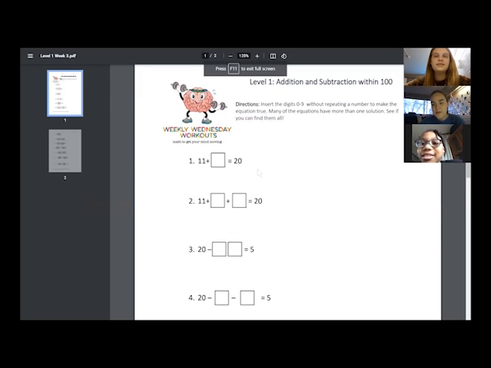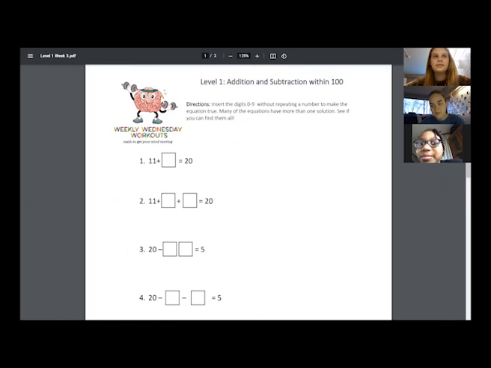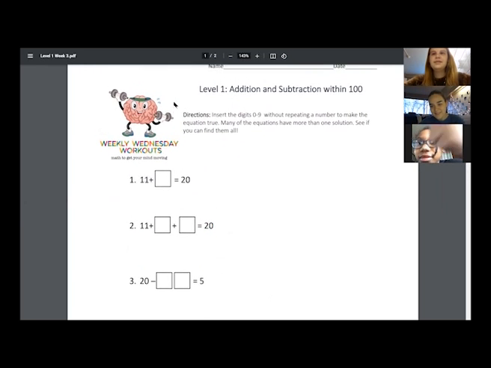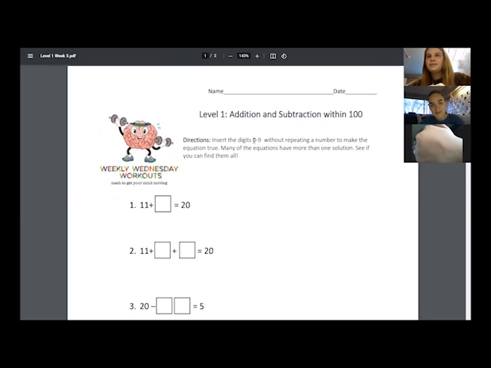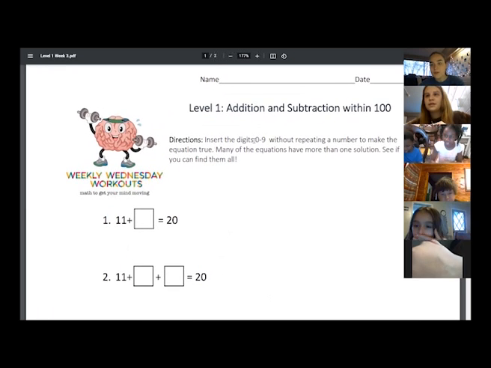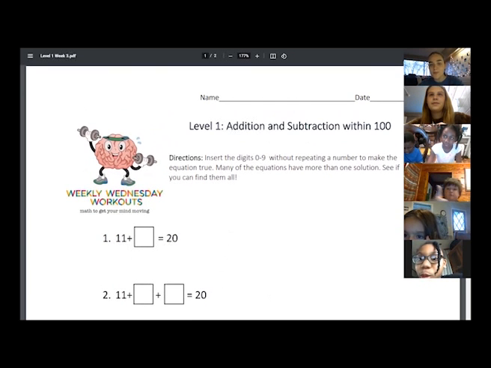All right, does everyone have this sheet? All right, I'm seeing thumbs up. All right, Victoria, why don't you walk us through the first problem and the directions?